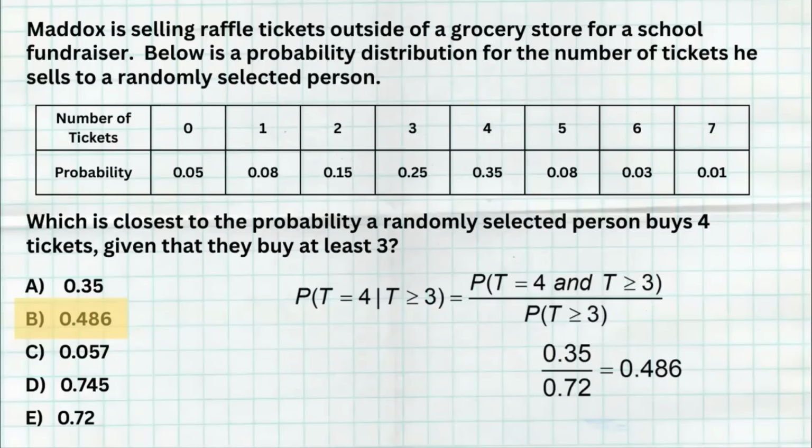So the numerator is 0.35, the denominator is 0.72, anything greater than or equal to 3, divide and we get 0.486. So that's a question that's really, really simple if you know that conditional formula and you know how to use it. But for a lot of kids, they kind of struggle to understand the language of it, especially that numerator. They're like, I don't understand how the numerator is just 0.35. I thought it has to be 4 and greater than or equal to 3. Yeah, but the only number that is both equal to 4 and at the same time greater than or equal to 3 is 4. That's why the probability of the numerator is just 0.35. So pretty good question. All right, moving on to number 38.